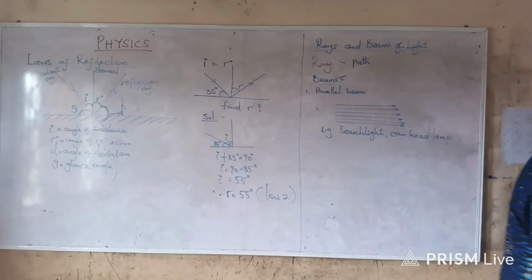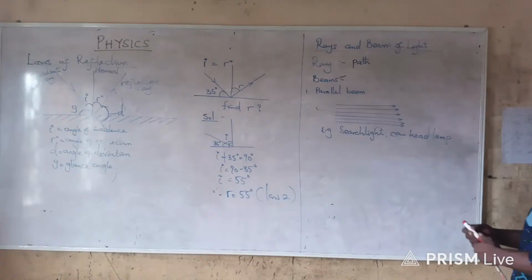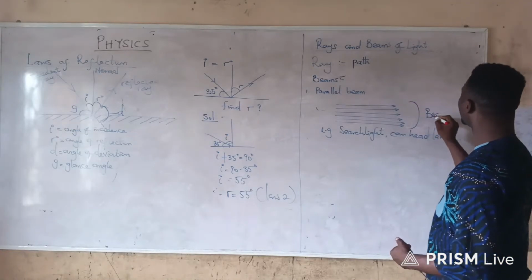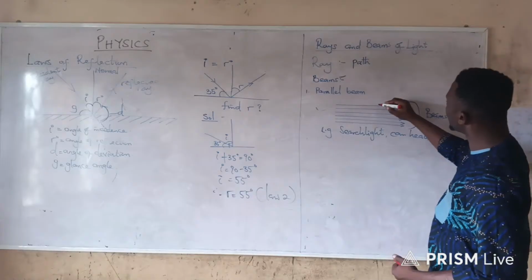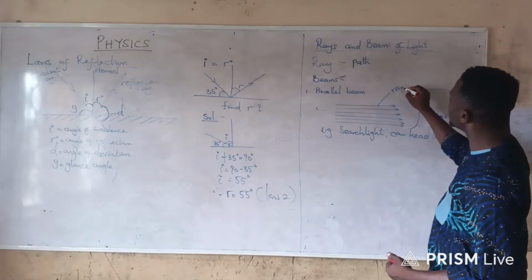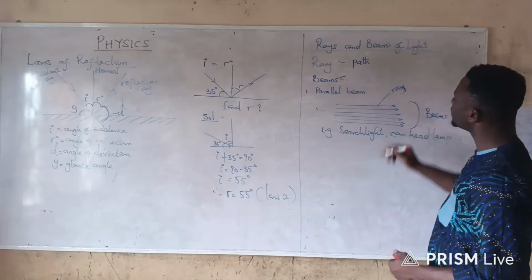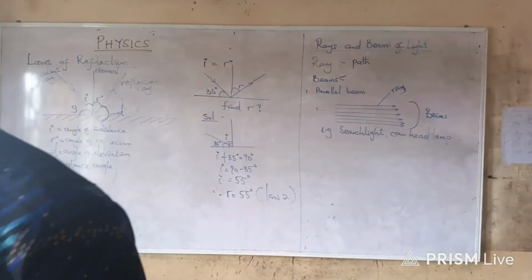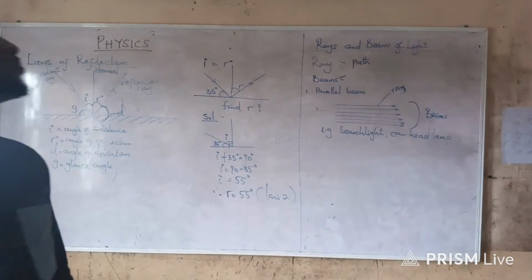So what would you say? If everything here is called beam, then only one of these is called ray. So only one is called ray. So when the rays come together, they form what is called beam.